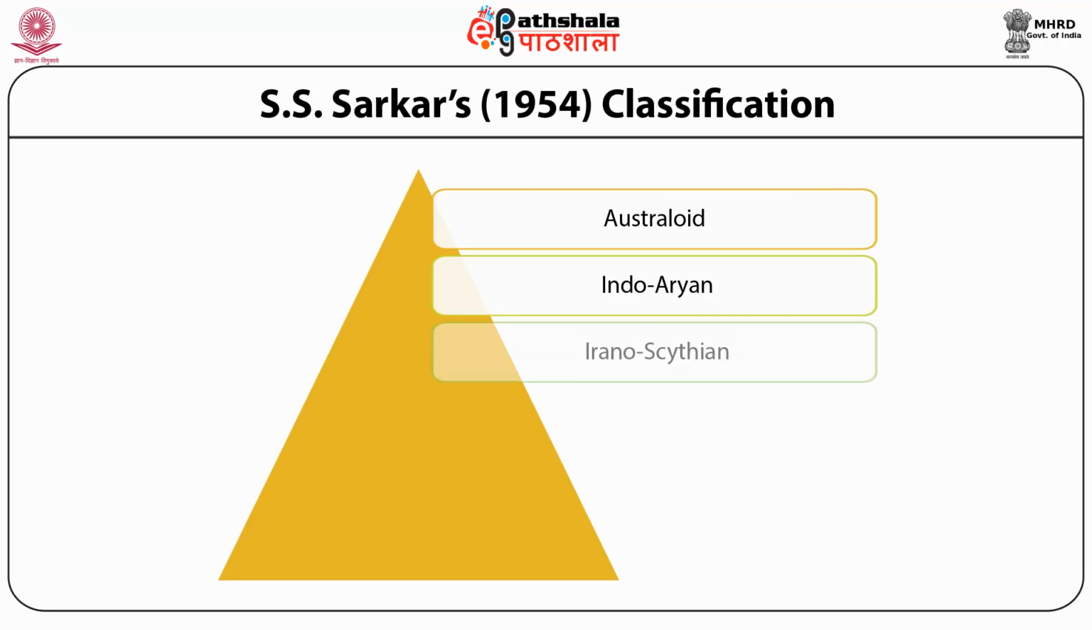The third one is Irano-Scythian. They are believed to have entered India from the northwest. They are medium statured with a mesocephalic head. The index is from 77 to 79, unlike the Indo-Aryans. They are found in eastern Bihar, Bengal and Assam.